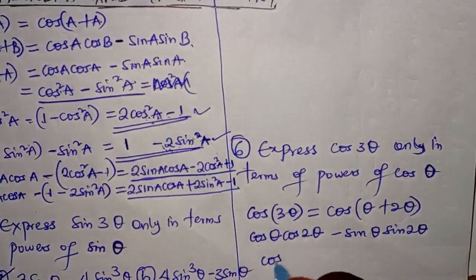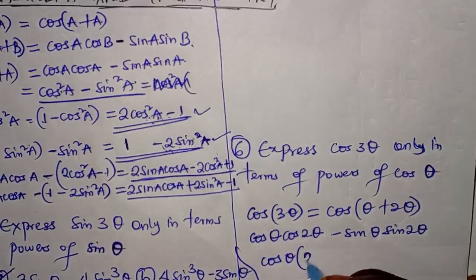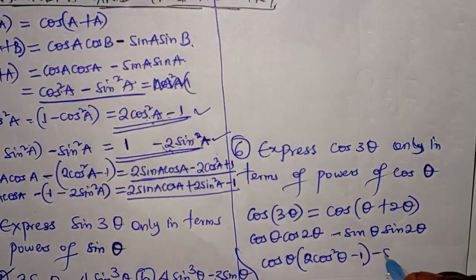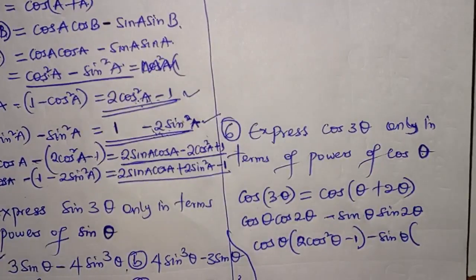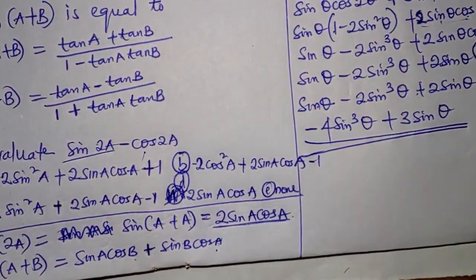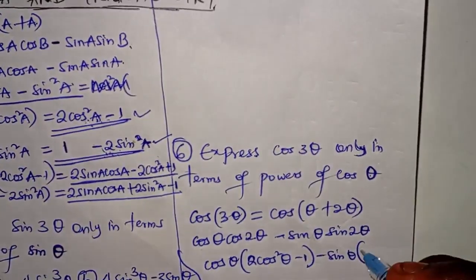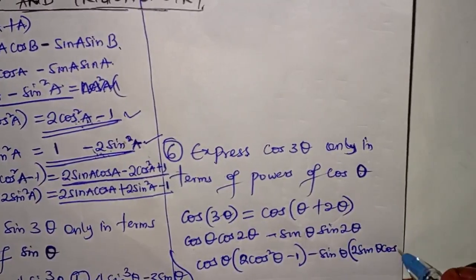This will be cos theta into 2 cos squared theta minus 1, then minus sine theta in bracket. What is sine 2 theta? Sine 2 theta, from what we did before, will be 2 sine theta cos theta.